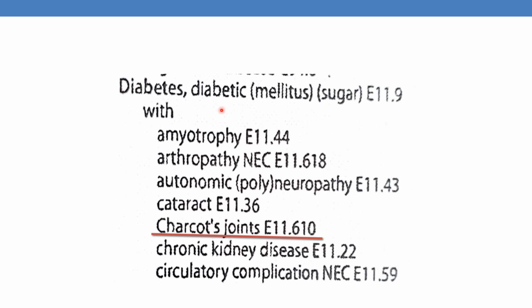Under diabetes mellitus, in our question, the physician did not mention which type. Whenever the type is not mentioned, for simply diabetes mellitus, diabetic or sugar, the code is E11.9. Under it, you can find "with", and under it, Charcot's joint. The code for diabetes mellitus with Charcot's joint is E11.610. And there is only one code. You need not code two codes. This is a combination code and only one code is sufficient. So the correct answer for diabetes mellitus with Charcot's joint is E11.610.